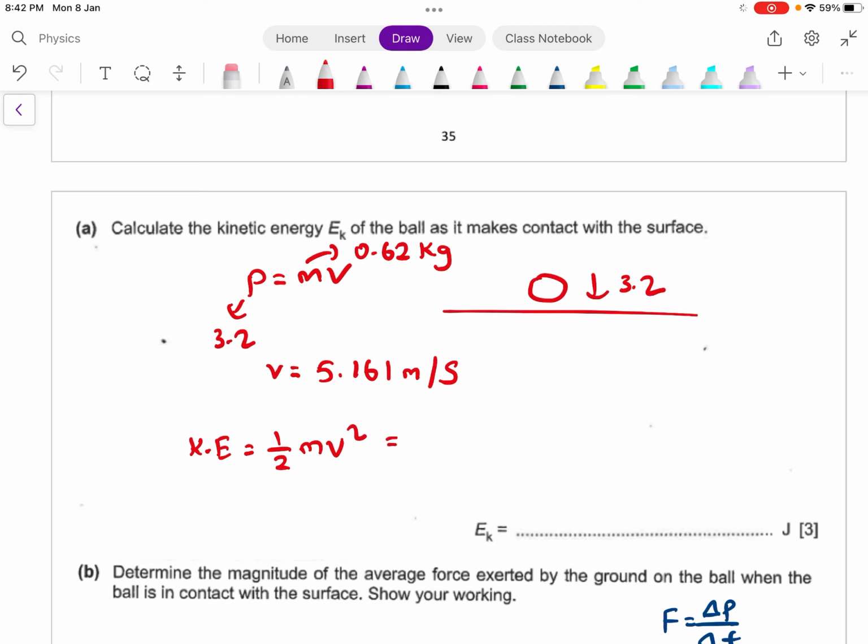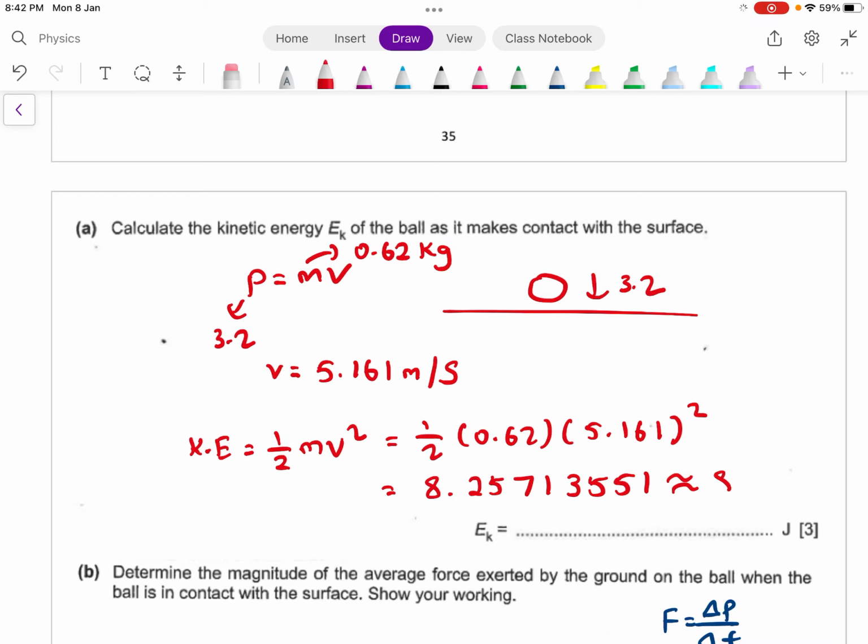We are asked to calculate kinetic energy, meaning that KE is equal to half mv squared. So you just need to sub in: half times 0.62 times 5.161 squared. So roughly the kinetic energy of your ball just before you hit the ground is, rounding off to 3 SF, 8.26 joules. So this is 8.26 joules. These 3 marks are quite simple to get.